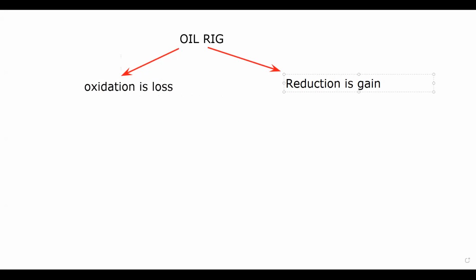It is because oxidation and reduction we can define in three ways. Number one, we can define in terms of oxygen, we can define in terms of electrons, and we can also define in terms of oxidation number. So, first definition of oxidation and reduction is in terms of electrons.